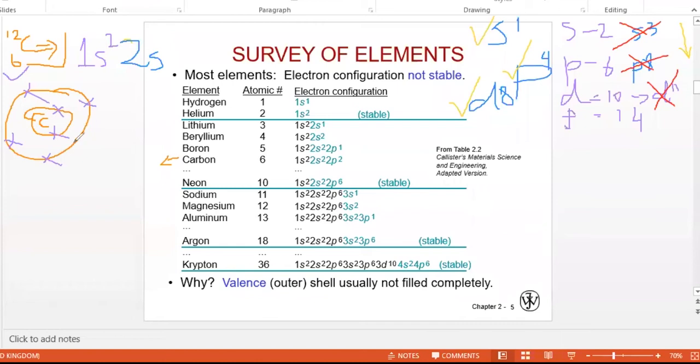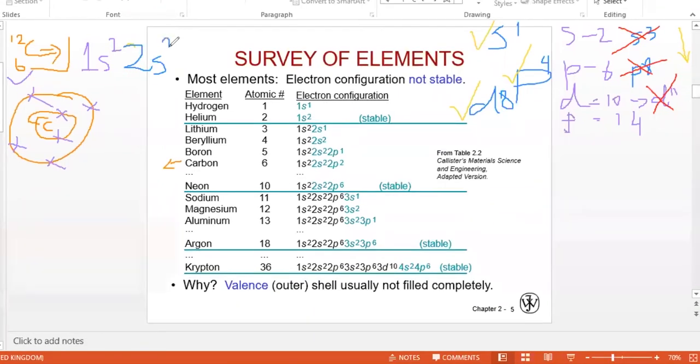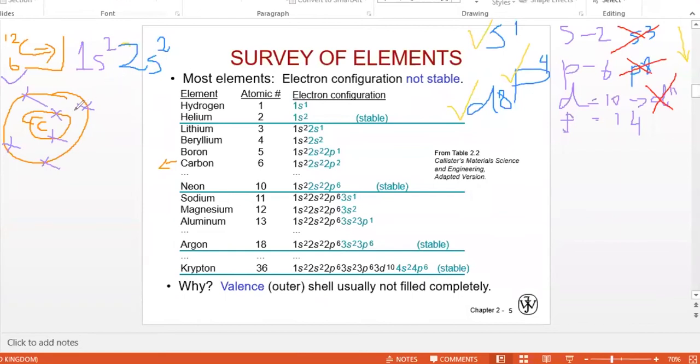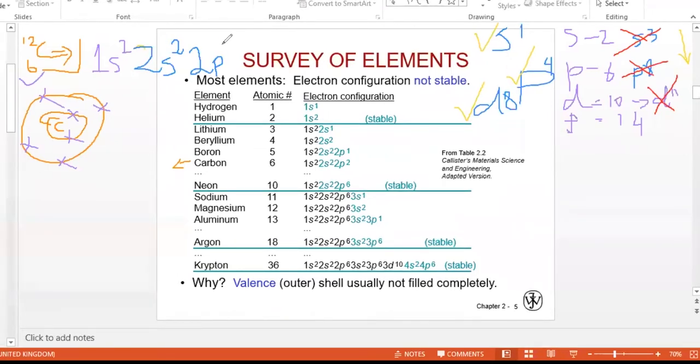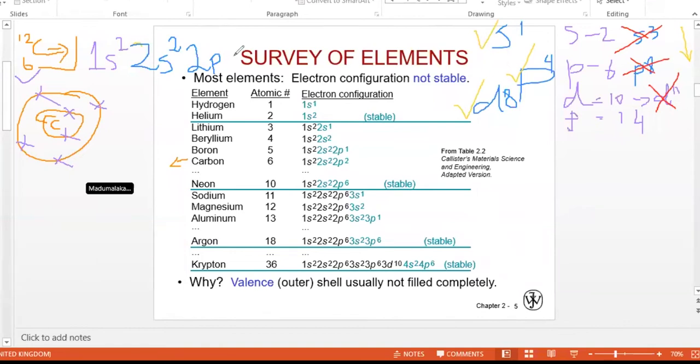How much should I write here for the s? 2, okay. Why is that? The maximum number s can have is 2, so I will write 2. Now if I see 2 plus 2, I have 4 electrons, but altogether carbon has 6 electrons. So now I should go for p. Why is that? In the second orbital we have only s and p, so I will write p. And now which number should I write? 2, because 4 electrons are already filled, so the remaining is 2.